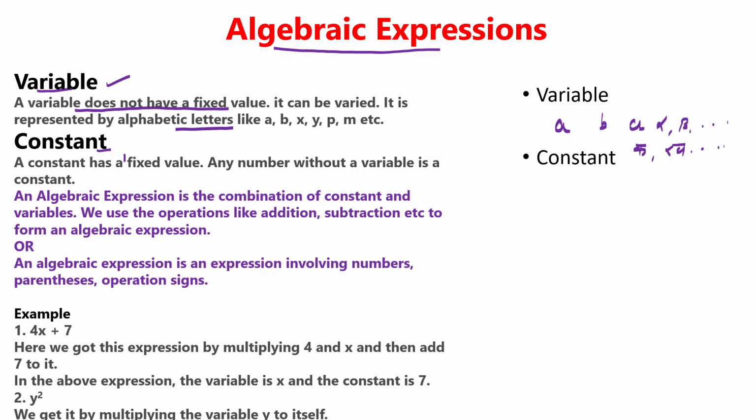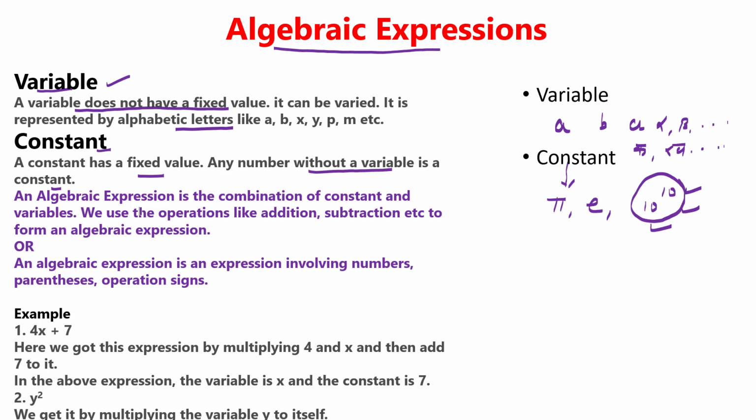Constants. A constant has a fixed value. Any number without a variable is a constant. It means constants are those quantities having a fixed value. Just consider pi, e, or 10 to the power 10. The values of these are the same anywhere, in India, the USA, the UAE or anywhere. The value of a constant remains the same, while variables may change.